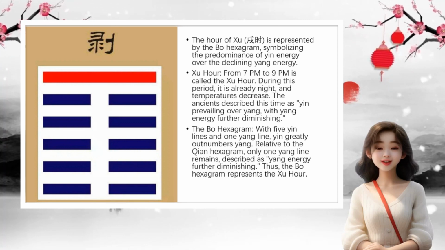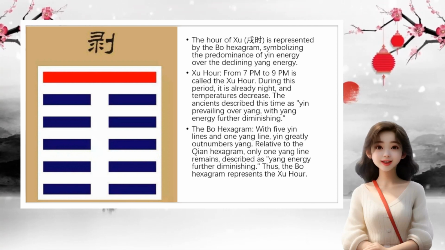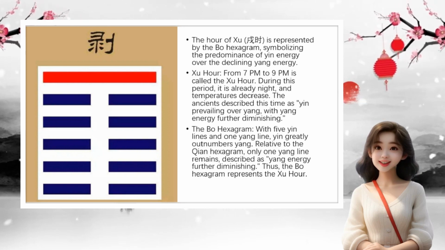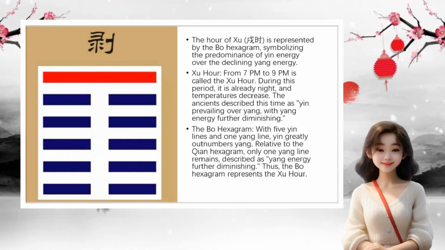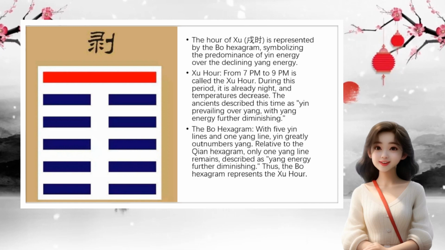The Bo hexagram, with 5 yin lines and 1 yang line. Yin greatly outnumbers yang. Relative to the Qian hexagram, only 1 yang line remains, described as yang energy further diminishing. Thus, the Bo hexagram represents the Shu hour.